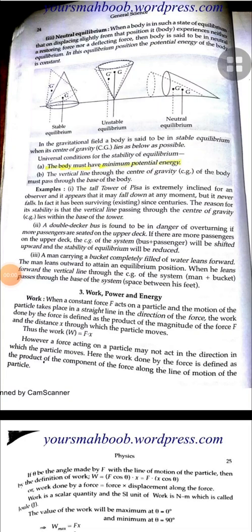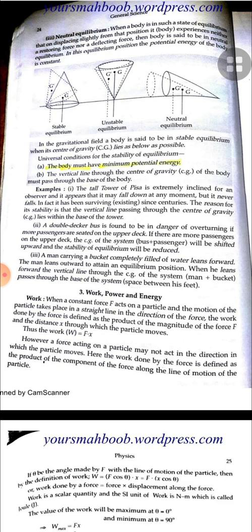And energy work. When a constant force F acts on a particle and the motion of the particle takes place in a straight line in the direction of the force, the work done by the force is defined as the product of the magnitude of the force and the distance x through which the particle moves. Thus the work W is equal to F into x.